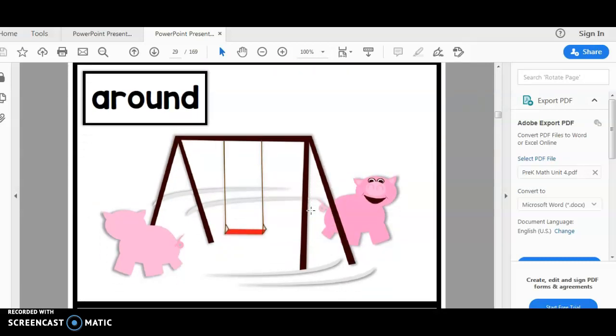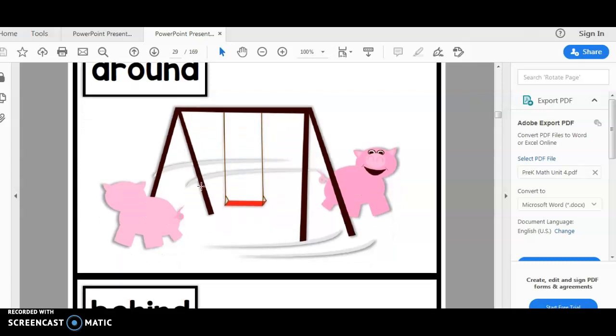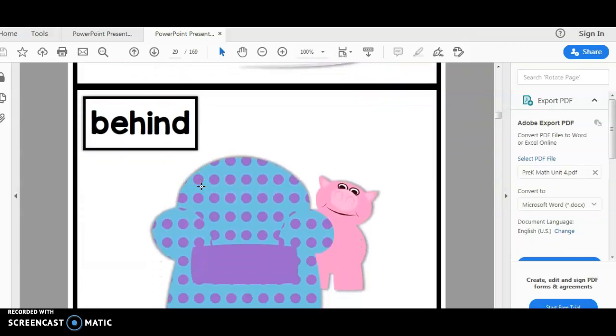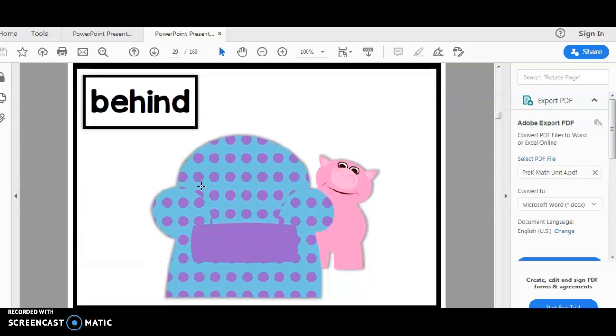Okay, so now the pig is going around the swing. You see, he's going around, walking or running around the swing. And around is a position word. Okay, where's the pig now? The pig is behind the sofa or the couch. See? He's behind it.